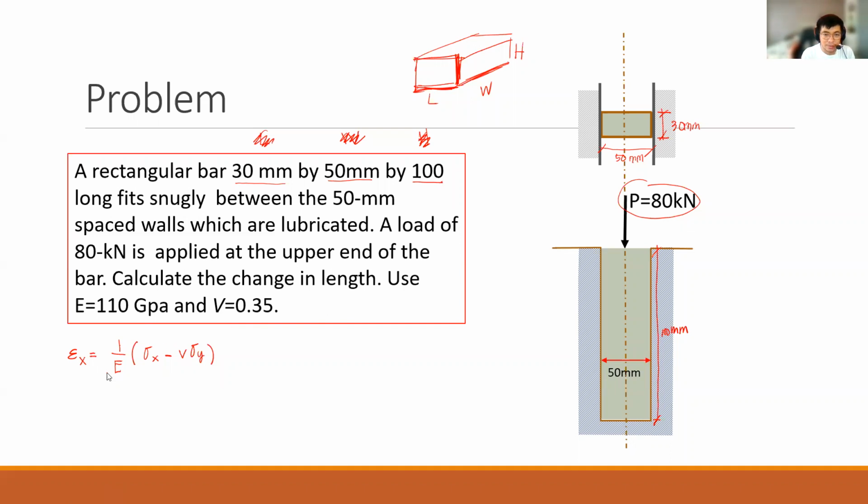Okay. So next is that since we know that the strain in the x direction is 0, so you may set epsilon sub x as 0, di ba? So meaning ana, we can say that this one is 0 because again, it snugly fits, di ba? So meaning dili kay siya ka-expand.